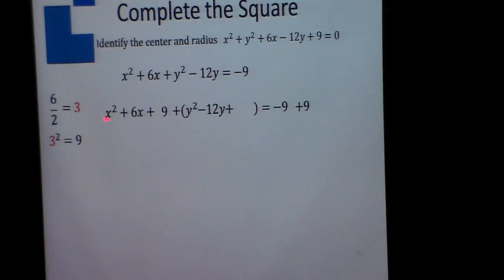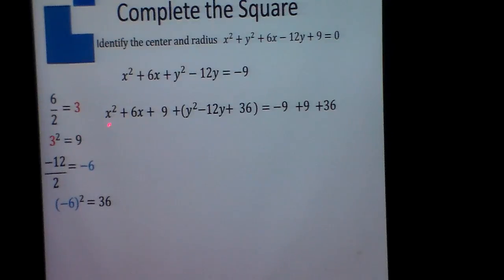Notice there's no number in front of the y squared. So all I have to do is take this negative 12 and divide it by 2, just like I did over here with the 6. Now that was true because there's no number there. Negative 12 divided by 2 is negative 6. So I know I'm going to have a negative 6 in my parentheses, but what is negative 6 times negative 6? Positive 36. So I'm going to add 36 to that side and that side.